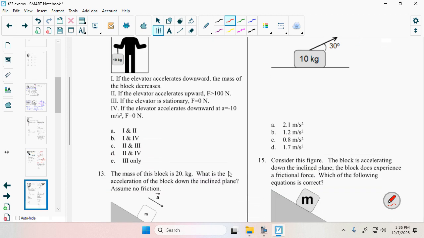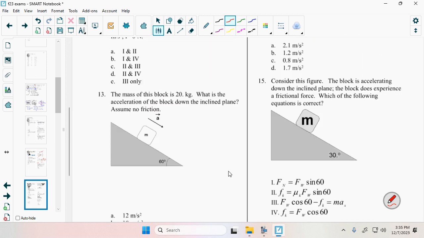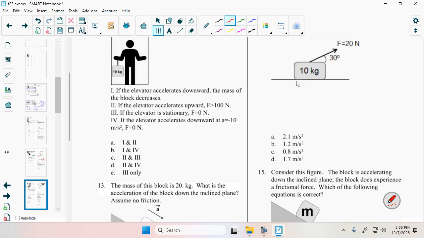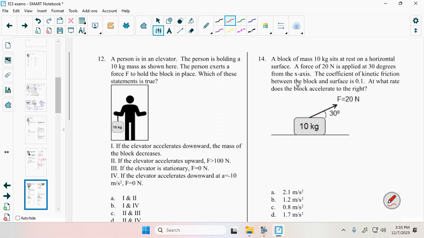You're going to have some of these 2D problems. We had a couple of 2D problems. You're going to see one like 15. In fact, this question is on there, but I have different statements. Here, you just go through each statement. If the elevator accelerates downward, the mass of the block decreases. Mass isn't affected by the motion, right? The mass is an inherent attribute of the object, so no, that's not right. If the elevator accelerates upward, the force he's required to hold up is bigger than 100 newtons. Is that correct? Yeah, that is correct. So that's a true statement.